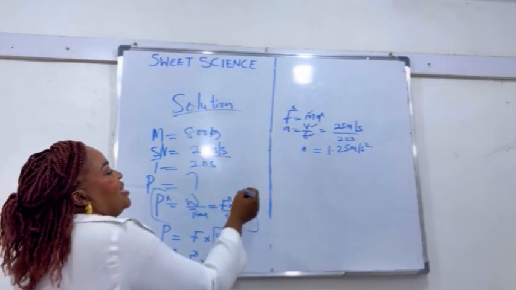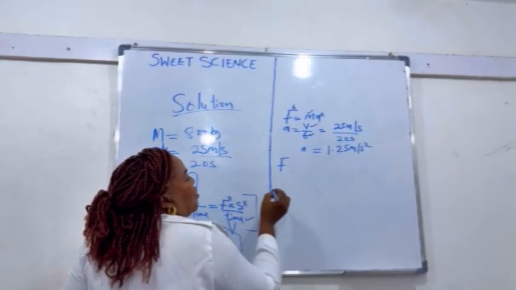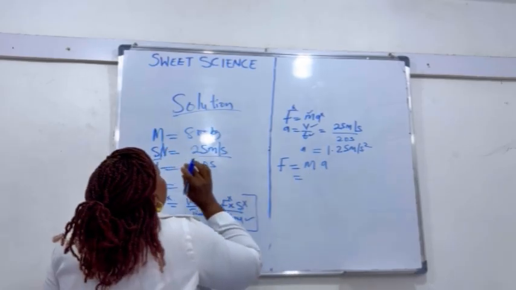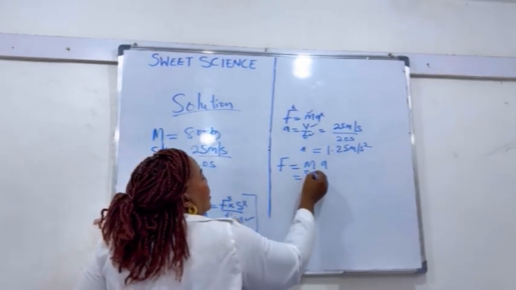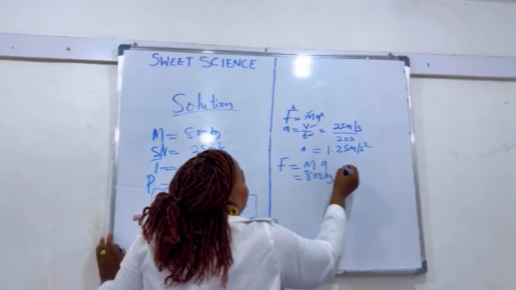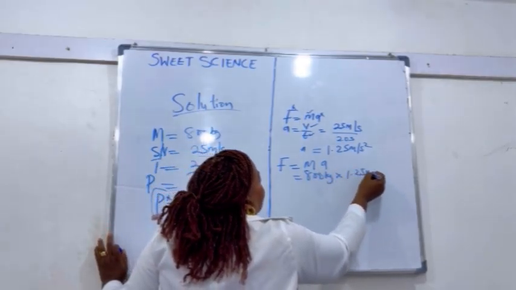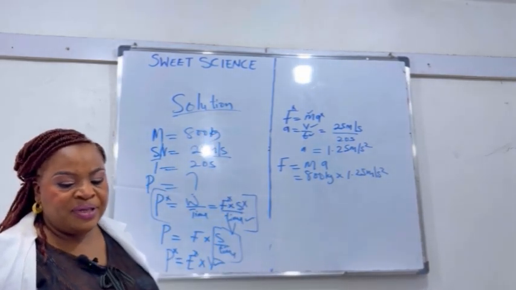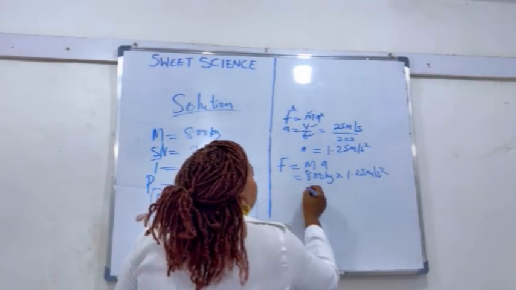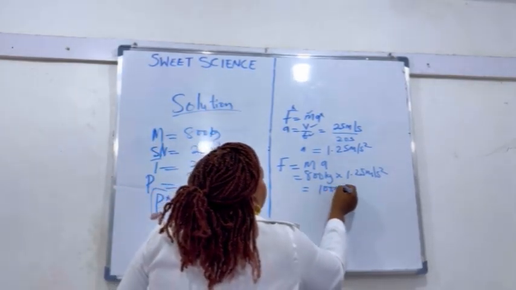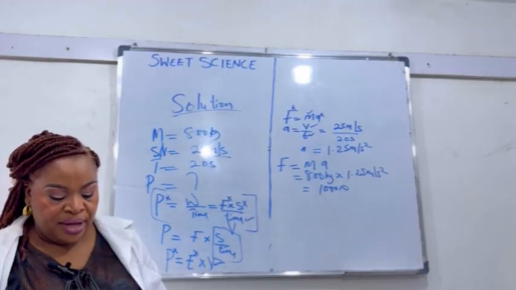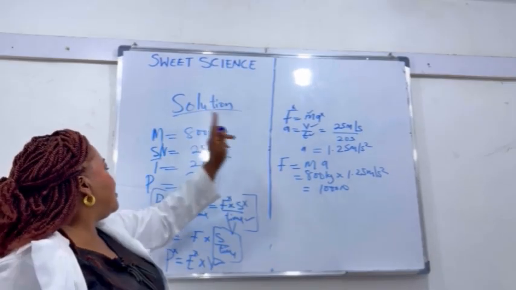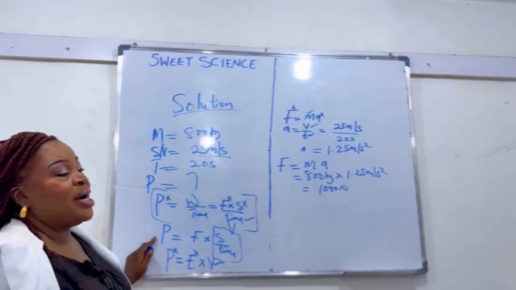We will now substitute it into our equation. Force is equal to MA, which is the mass, 800 kilograms, times 1.25 meters per second squared. When you do this, you get 1000 newtons, and we now take this force back to power.